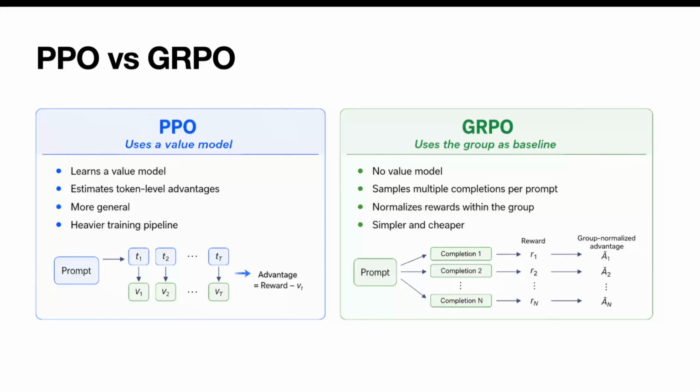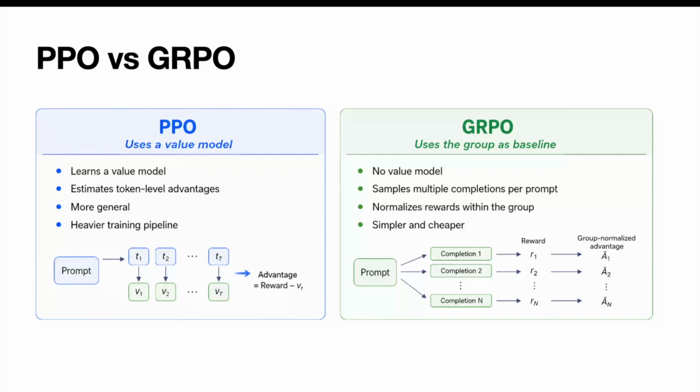At a high level, what is the difference between PPO and GRPO? The biggest difference is the choice of baseline. PPO uses a learned value model, or critic, as baseline. GRPO uses the group of sampled answers as the baseline. This leads to different characteristics for the two methods.